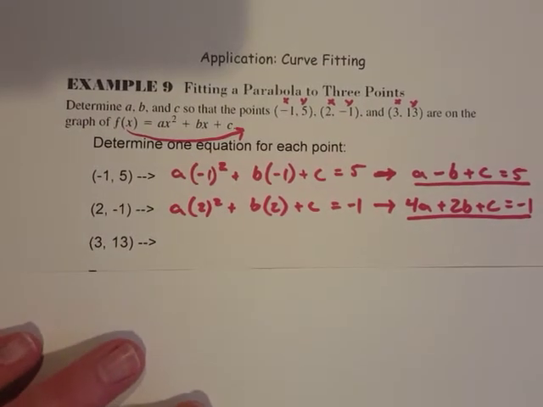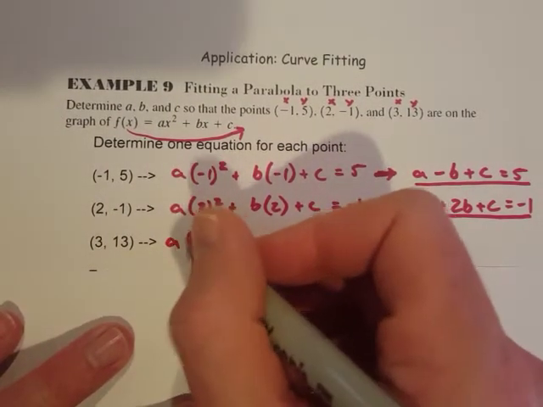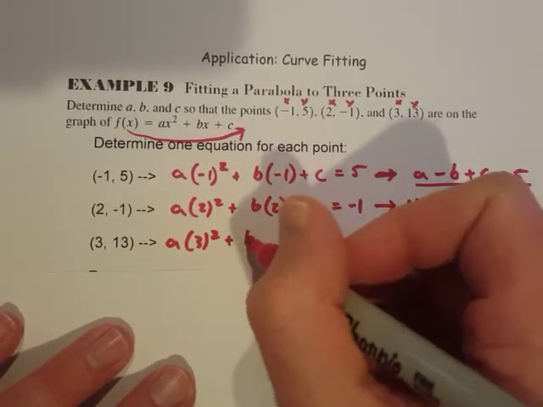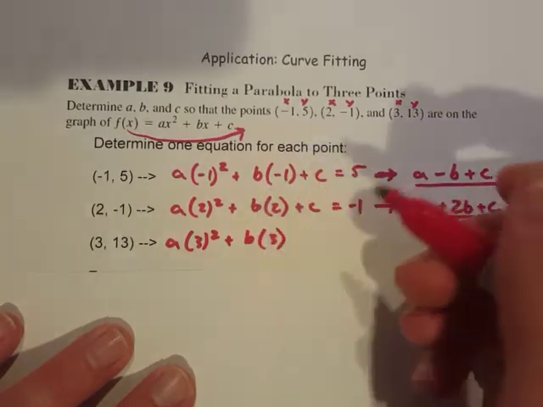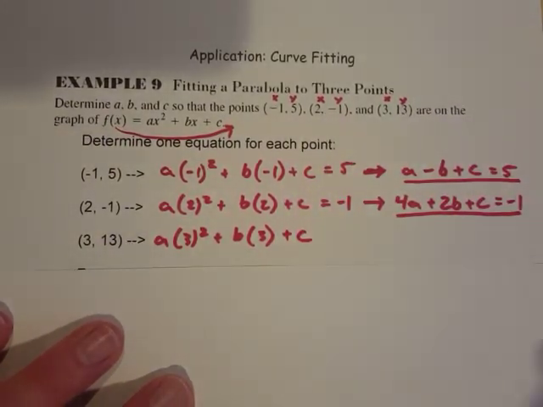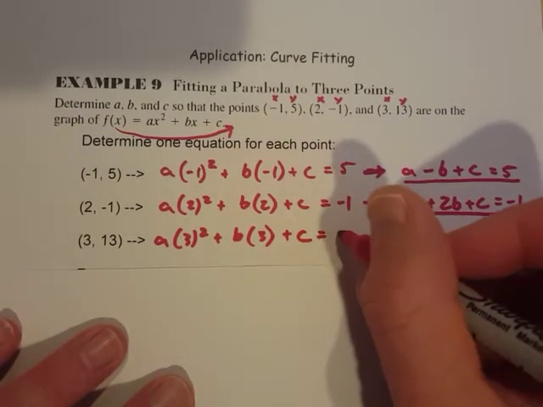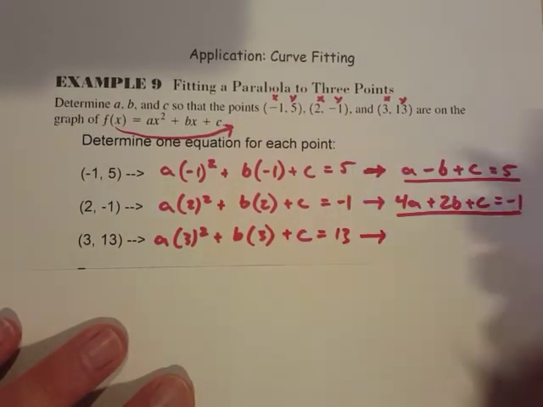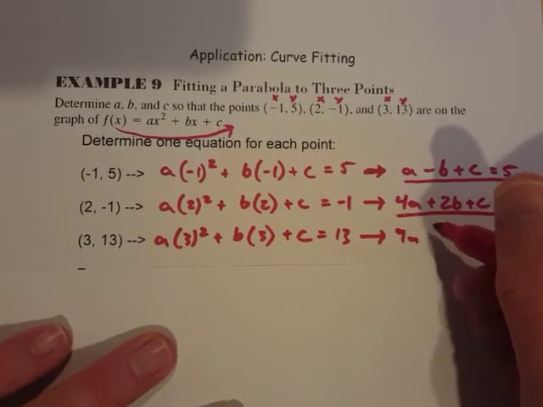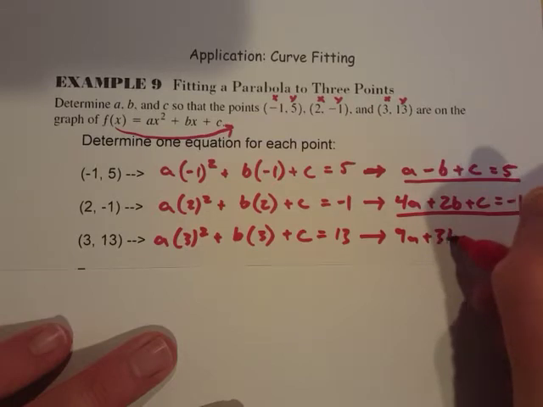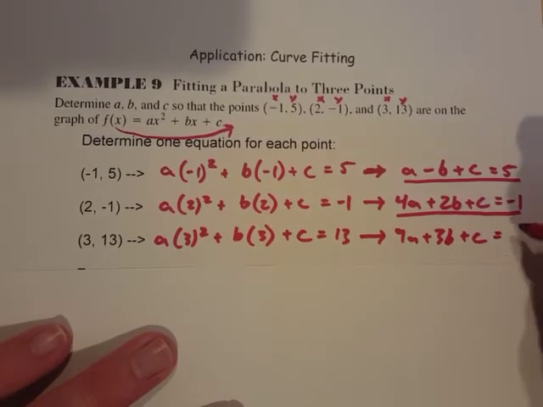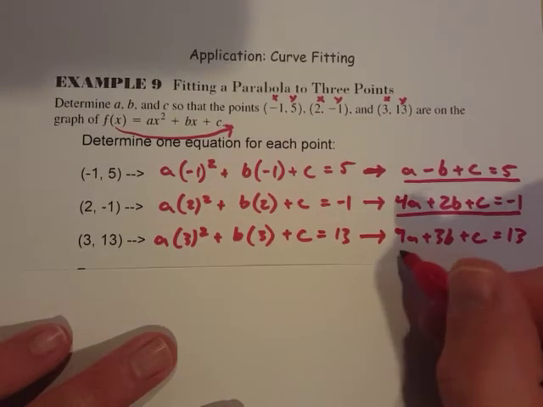And then we've got 1 left. A times 3 squared, plus b times 3, plus c equals our y value of 13, giving us a third and final equation of 9a plus 3b plus c equals 13. So we've got 3 equations.